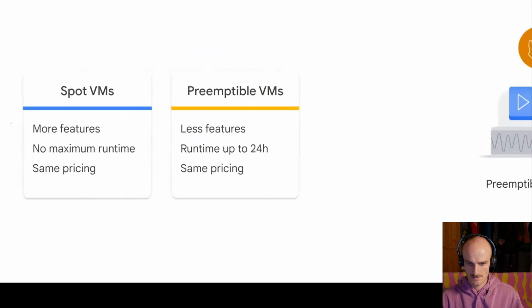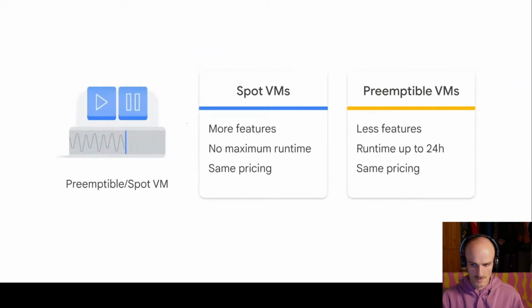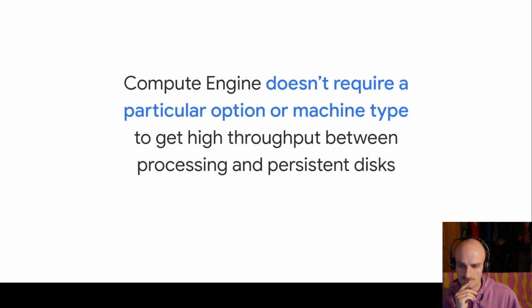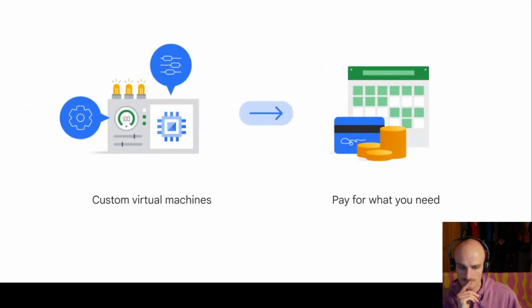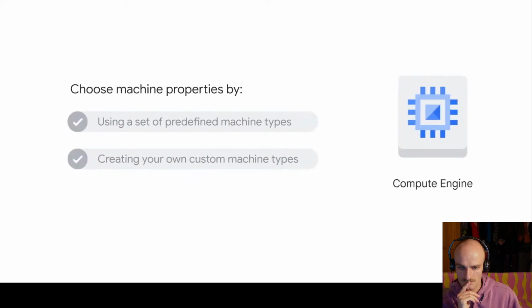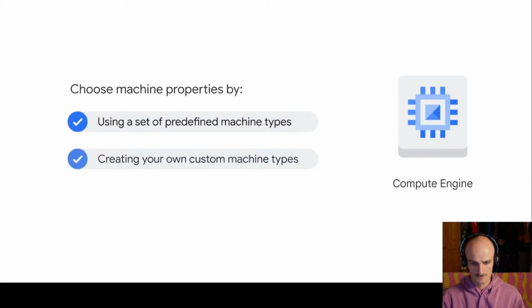Spot VMs differ from preemptible VMs by offering more features. For example, preemptible VMs can only run for up to 24 hours at a time, but spot VMs don't have a maximum runtime. However, the pricing is currently the same for both. In terms of storage, Compute Engine doesn't require a particular option or machine type to get high throughput between processing and persistent disks. That's the default, and it comes to you at no extra cost. And finally, you'll only pay for what you need with custom machine types. Compute Engine lets you choose the machine properties of your instances, like the number of virtual CPUs and the amount of memory, by using a set of predefined machine types or by creating your own custom machine types.